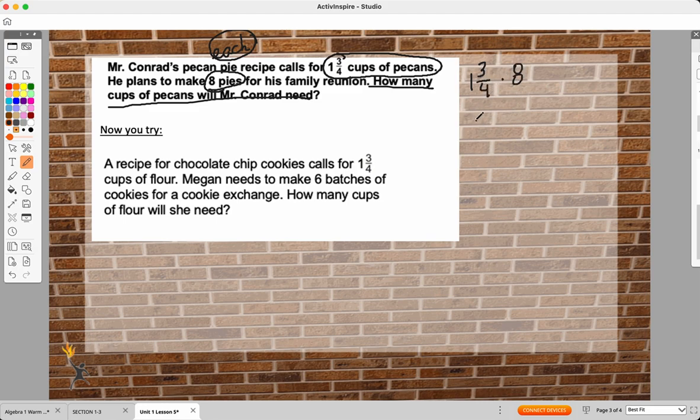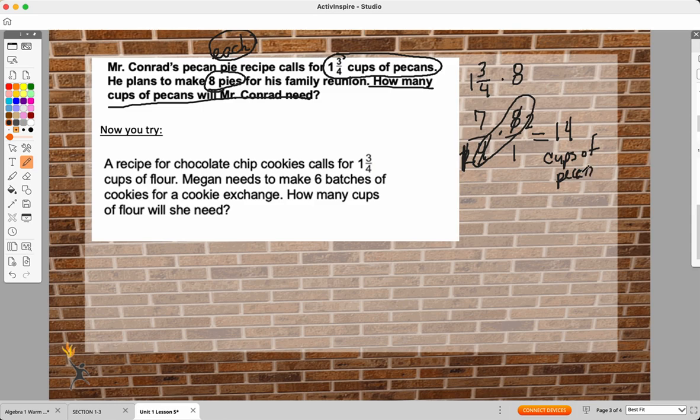So we'll rewrite it to 7/4 times 8 over 1. Again, looking for that greatest common factor. 7 and 1 carry no common factor because 1 is the smallest it will get. But 8 and 4 carry a common factor of 4. So I can just divide it down to 1 and divide this one to 2. So I get 7 times 2 is 14 over 1. So we can skip the 1. 14 cups of pecans.